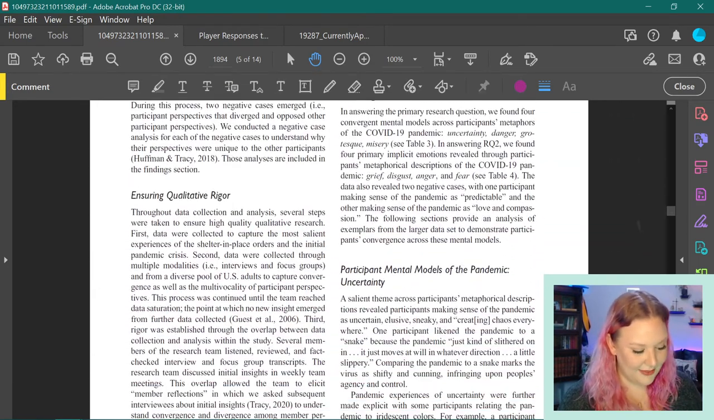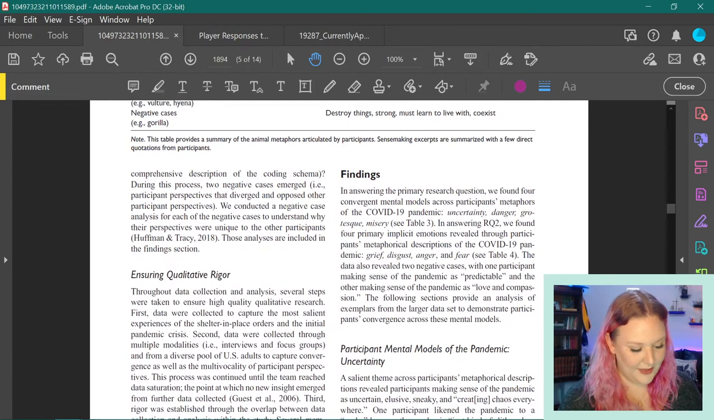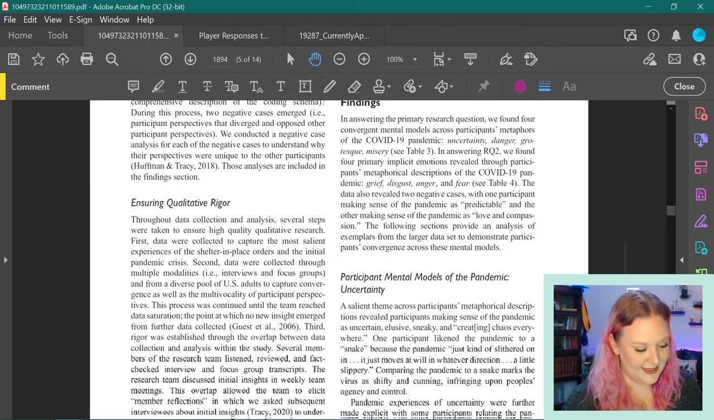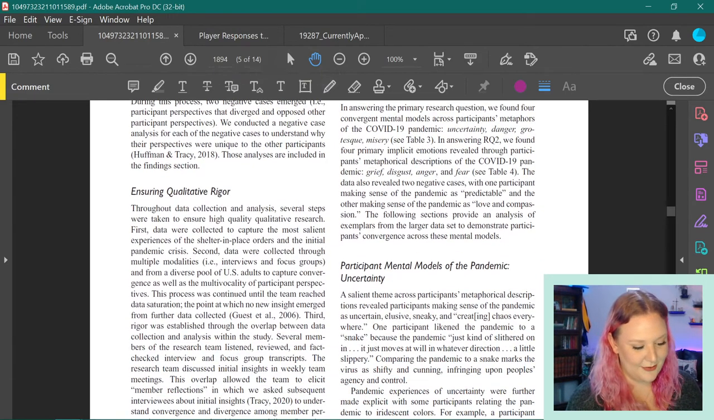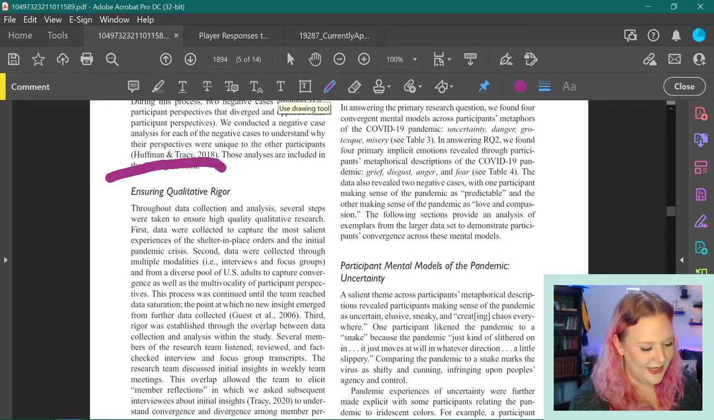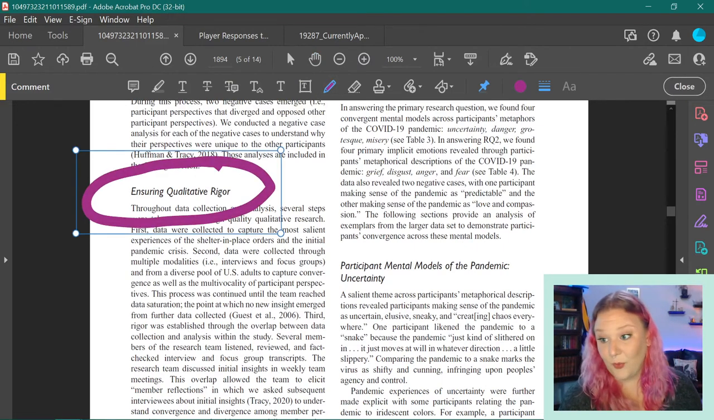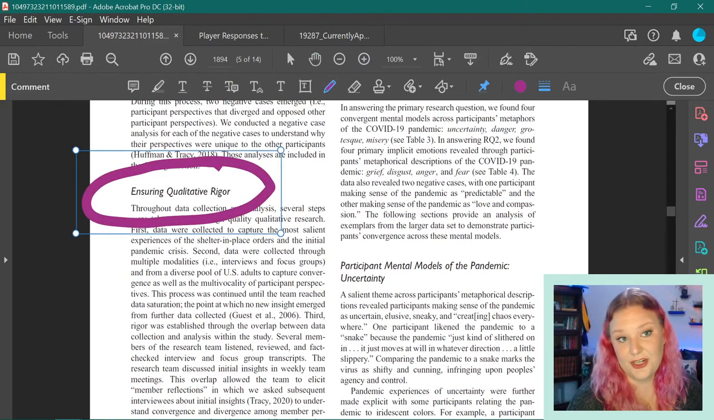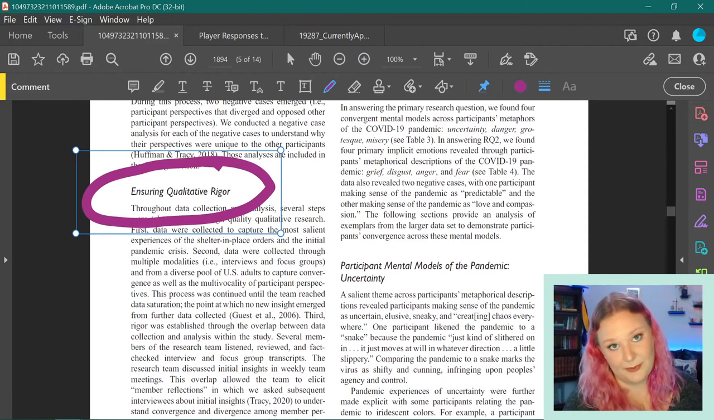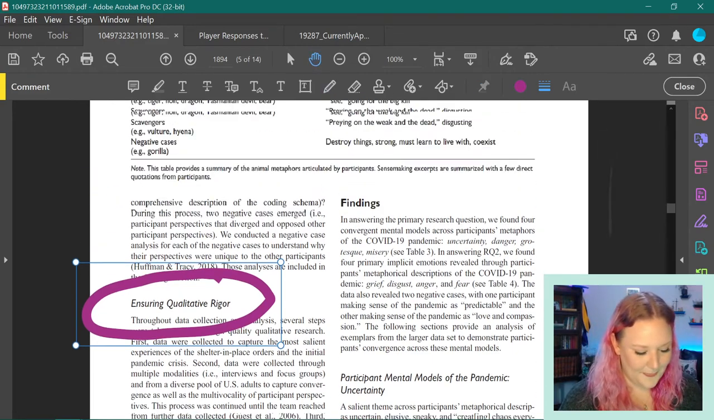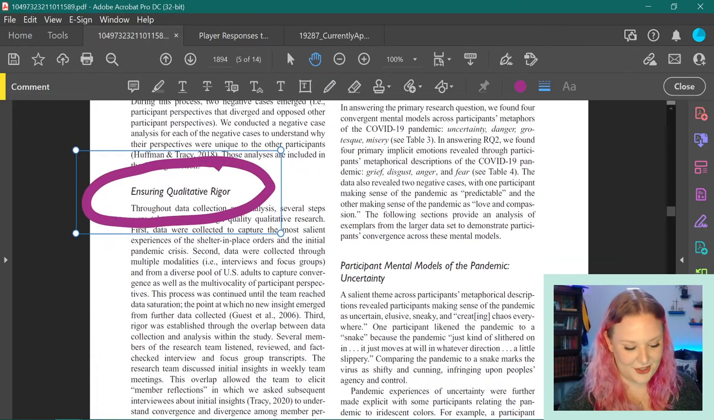So after our methods section, remember, we get to findings. See, this is a very Sarah Tracy, who's one of the authors, thing to do. Ensuring qualitative rigor. Like, what did we do to ensure that we were being responsible with this data and interpreting it in a responsible way and not just cherry picking results? Love this section. So we get to our findings section.